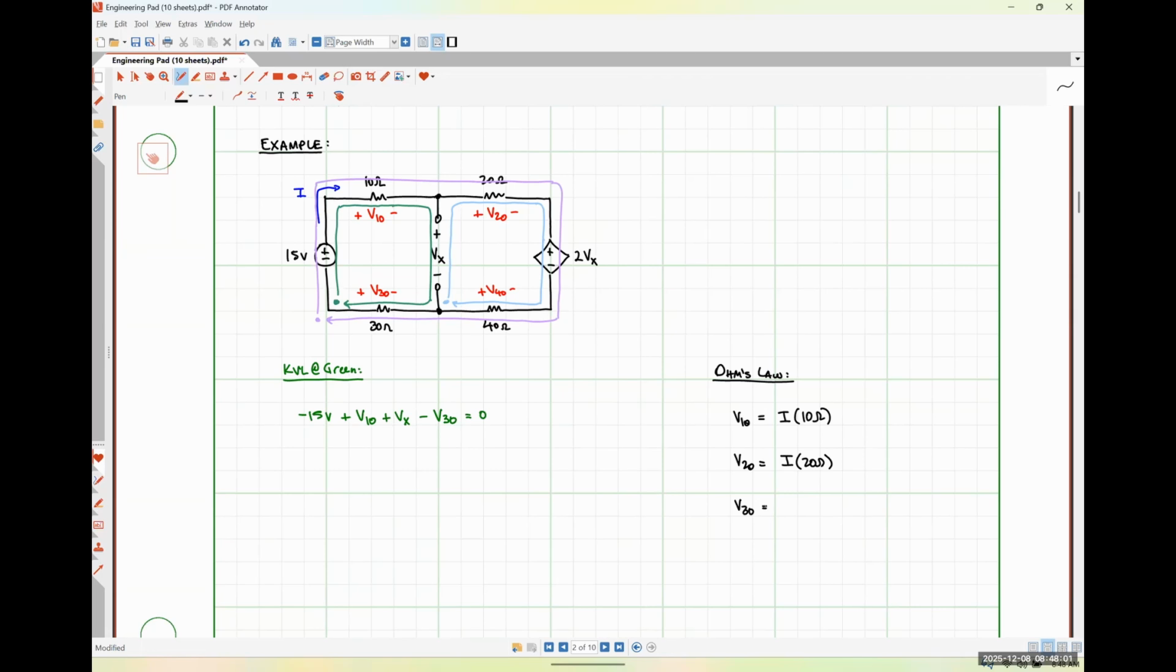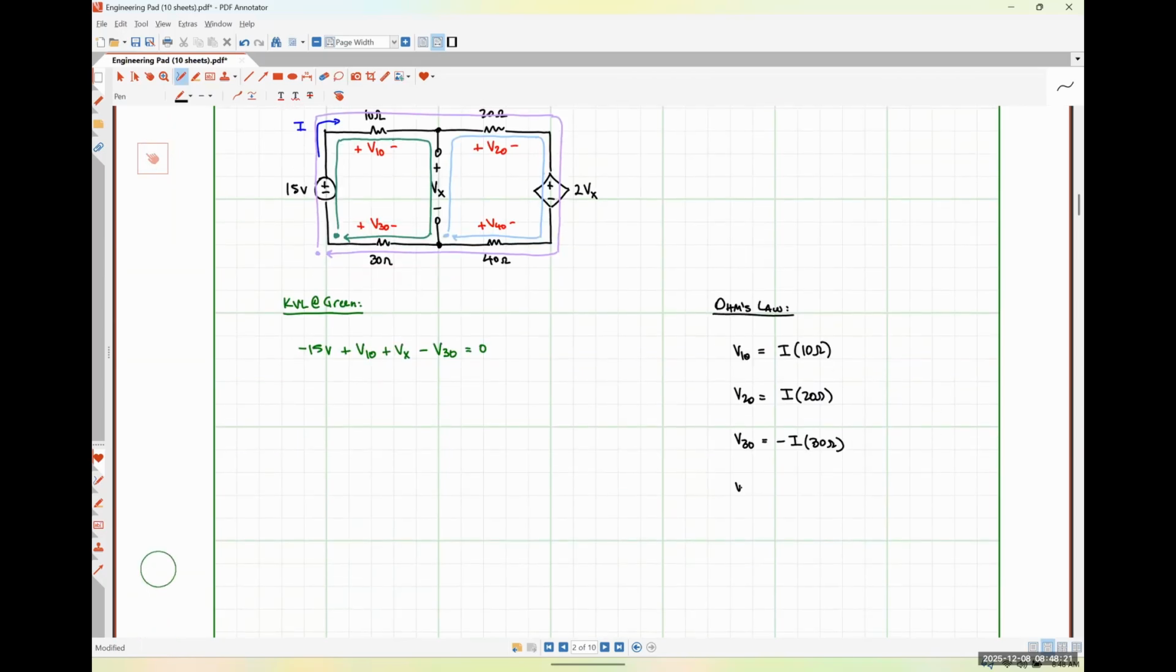You're wrong. Why are you wrong, Adam? Negative, because the current is flowing into the negative polarity terminal. So negative I times 30 ohms. And for the exact same reason, V40 is negative I times 40 ohms, right?